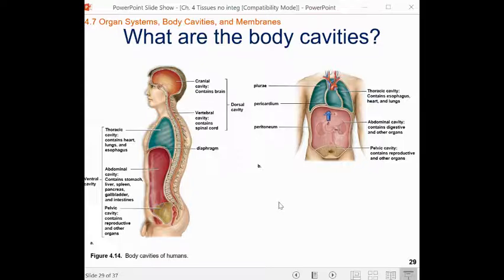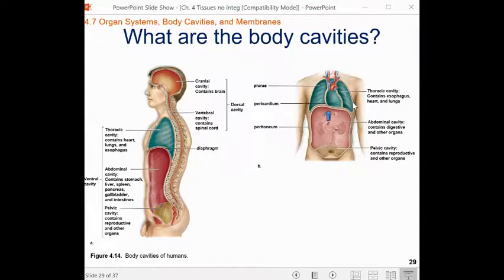The next piece I want to make sure that you understand is the body cavities. So you can see both a cross-section and a frontal view of the body here. You can see the cranial cavity contains the brain. The vertebral cavity contains the spinal cord. We have this thoracic cavity where your heart, lungs, and esophagus are going to be. The abdominal cavity, which contains your stomach, liver, spleen, pancreas, gallbladder, and intestines. Then the pelvic cavity contains the reproductive and other organs, including your bladder. All of these together are called your ventral cavity.